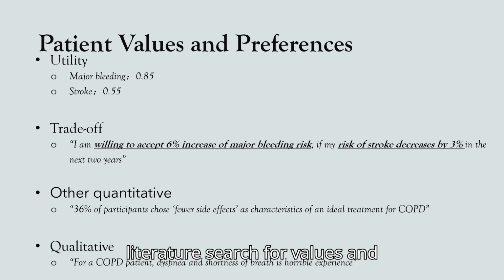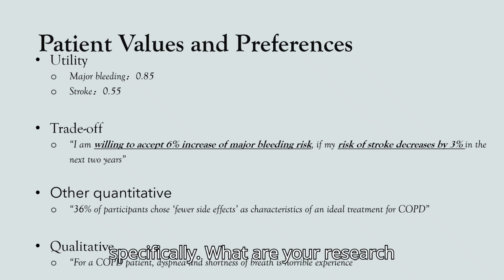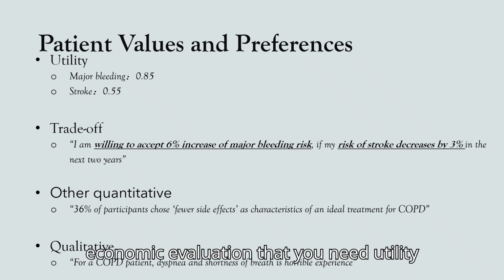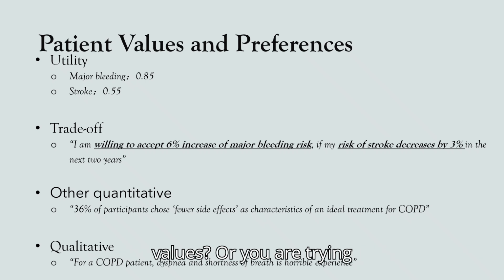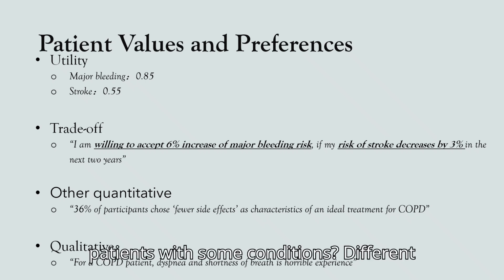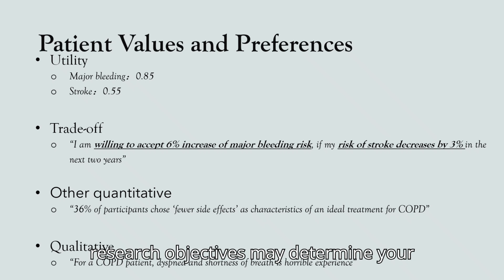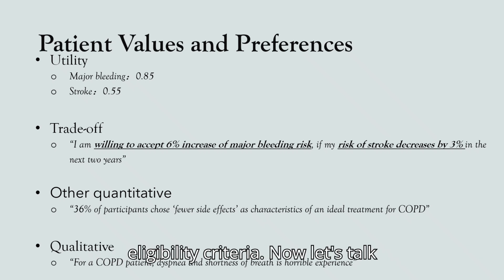That said, just like the literature search for values and preference studies, you may have to adapt the eligibility criteria to fit with your research goal specifically. What are your research goals? Are you supporting a guideline development? Are you supporting an economic evaluation that you need utility values? Or are you trying to understand the experiences of patients with some conditions? Different research objectives may determine your eligibility criteria.